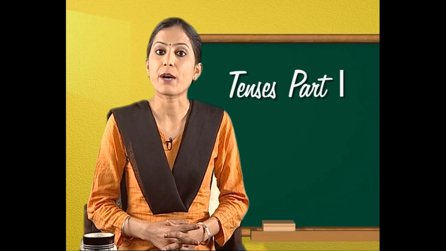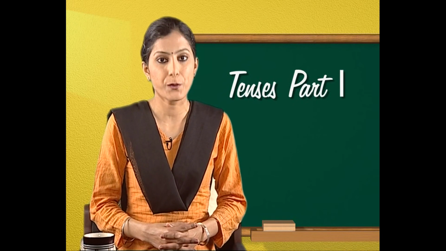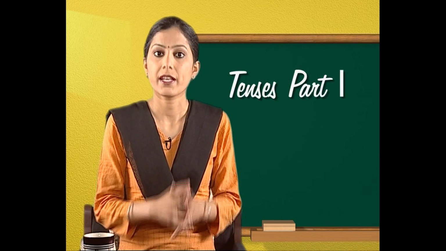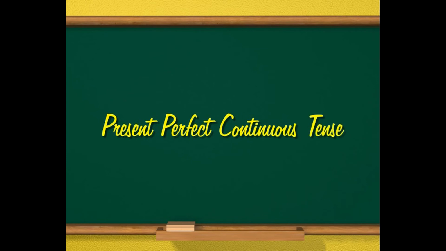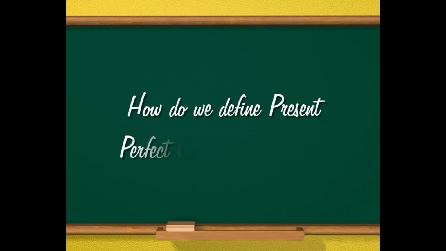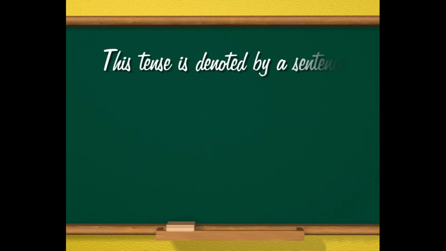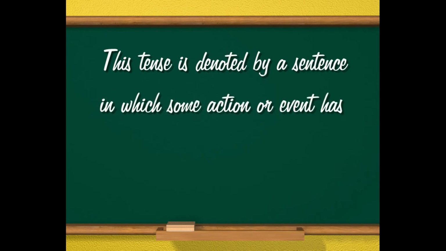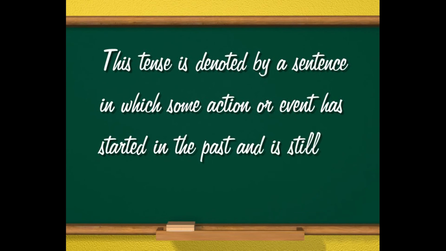Let's now learn about the last form of the present tense, which is present perfect continuous tense. How do we define present perfect continuous tense? This tense is denoted by a sentence in which some action or event has started in the past and is still continuing.